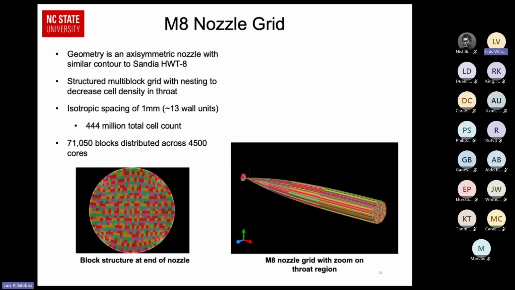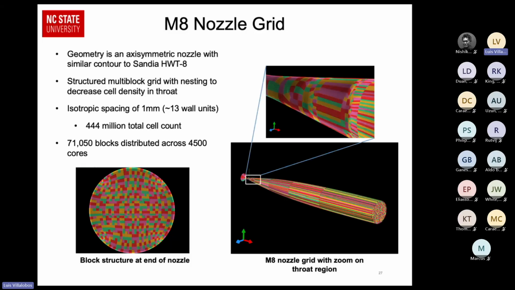Okay, so the LES that we decided to do was on a Mach 6 nozzle with a similar contour to the Sandia Mach 6 wind tunnel. Dewan's group has already done a simulation for this exact geometry, so we felt like this would be a good comparison to see the difference between the LES and the DNS solution. We're using a structured multi-block grid, and you can see that we use this nesting to increase the density of the cells in the downstream section of the nozzle where we want to resolve the free stream fluctuations, while decreasing the cell density in the throat. That way we're not excessively packing in cells where we don't really need them.